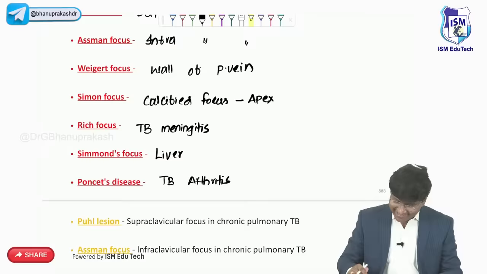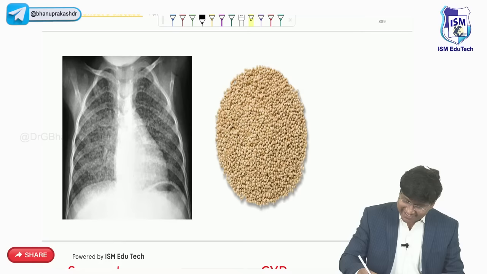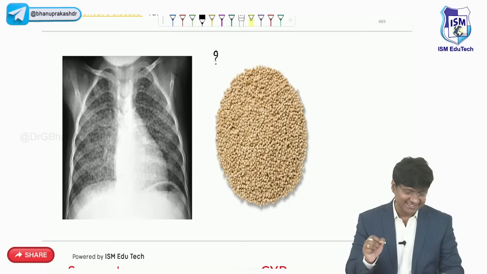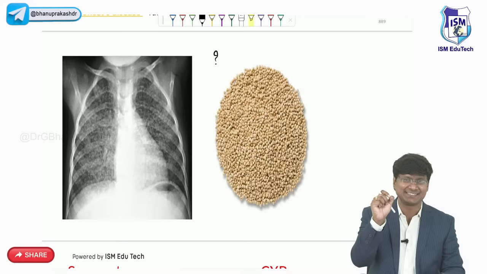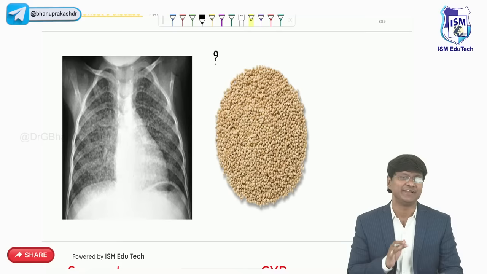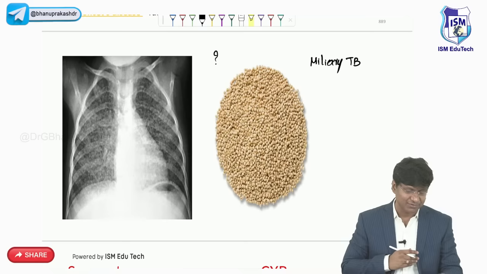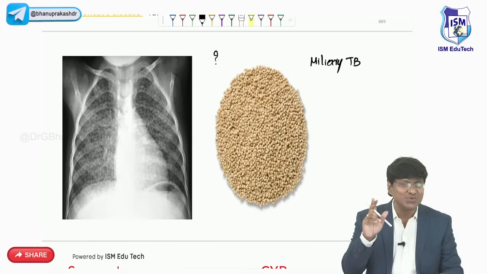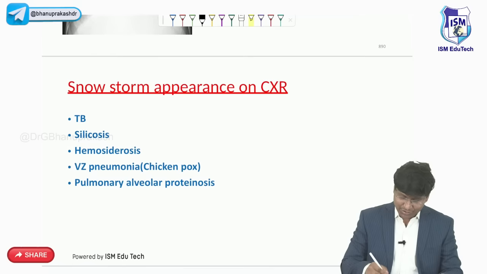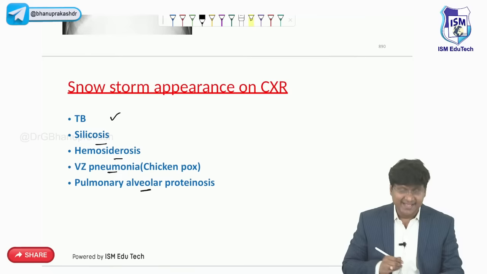And you should be able to diagnose this chest x-ray. Can anyone tell me what is the diagnosis of this chest x-ray? So, you can see the lesions. How are the lesions? These lesions are the size of millet seeds. Very small, tiny lesions which are present throughout the lung fields. This is what is called miliary tuberculosis. And this miliary tuberculosis will give you a classical snowstorm appearance. So, in what various conditions will you get this snowstorm appearance? You will get that in tuberculosis, silicosis, hemosiderosis, varicella zoster pneumonia, and pulmonary alveolar proteinosis.